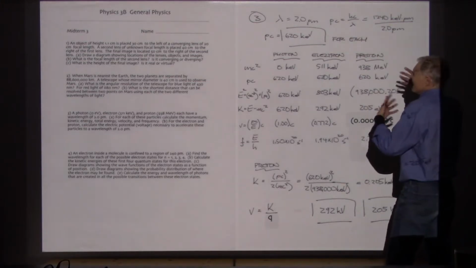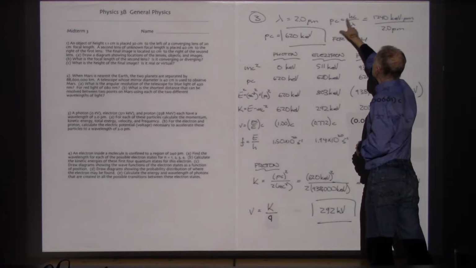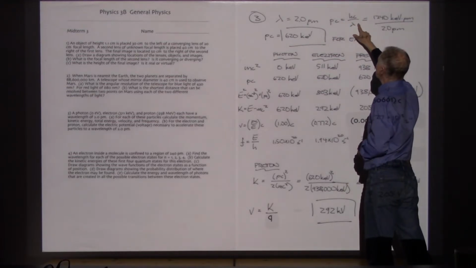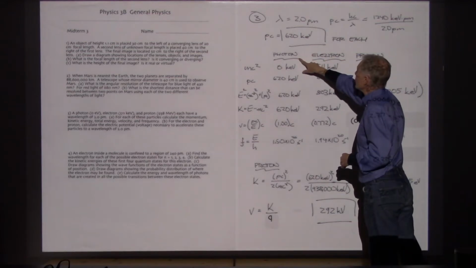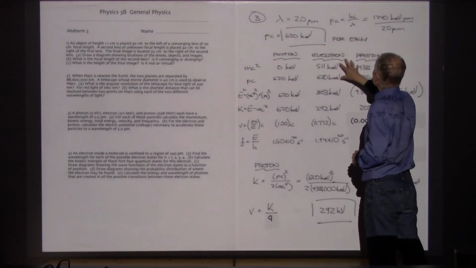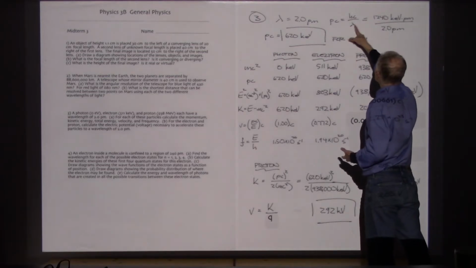Quantum physics and relativity combined say that pc is equal to hc over the wavelength. That always works. It works with particles with no mass, and it works with particles with mass. So that's a very useful formula.